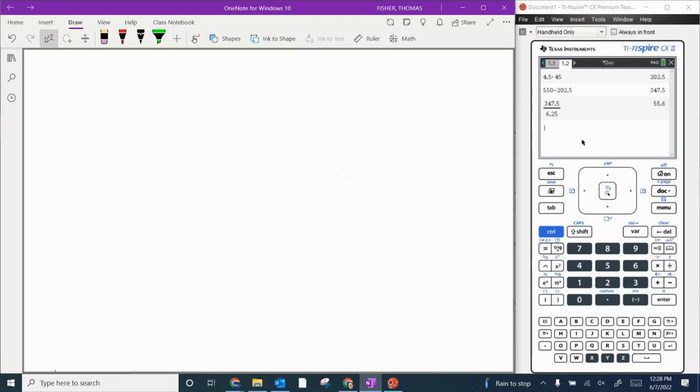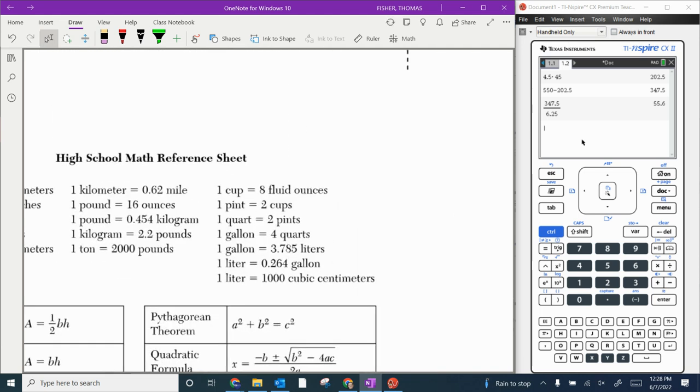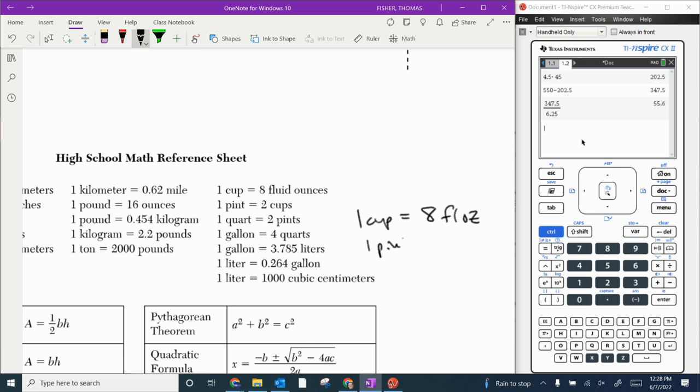Let me go all the way to the last page. Here it is, some conversions. So we're going to need some of this stuff, and I think I can copy and paste. Let's see if this works. Nope, I cannot. All right, so we're going to need 1 cup is 8 fluid ounces, and we're going to need another conversion here about pints and cups. So 1 pint equals 2 cups, and that's it.